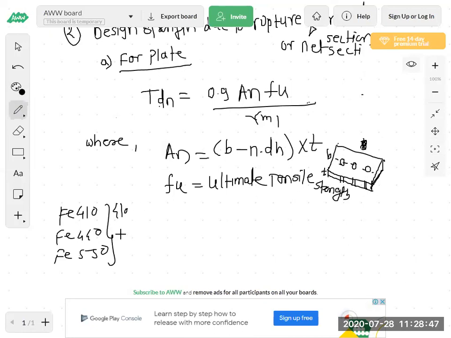This is 400 Newton per mm square, this is 440 Newton per mm square, this is 550 Newton per mm square. Like this, these are the values of Fu. Are you getting? So whatever grade of steel is given in the problem statement, for that, these are the values of Fu, ultimate tensile stress or strength. Are you getting?